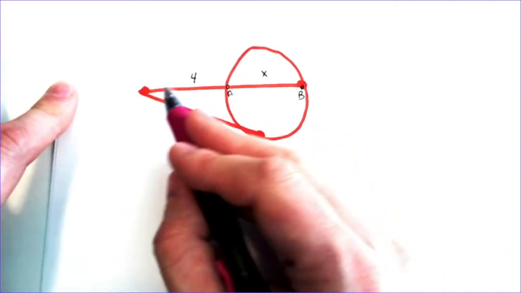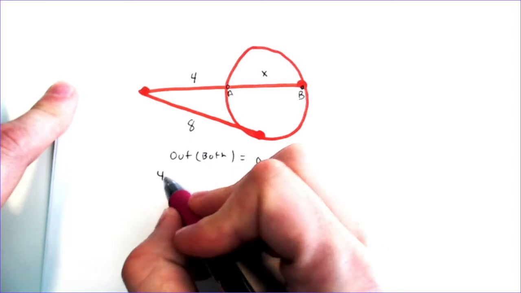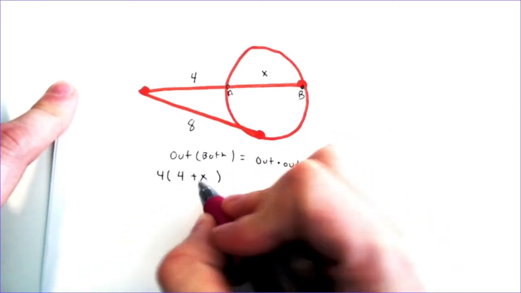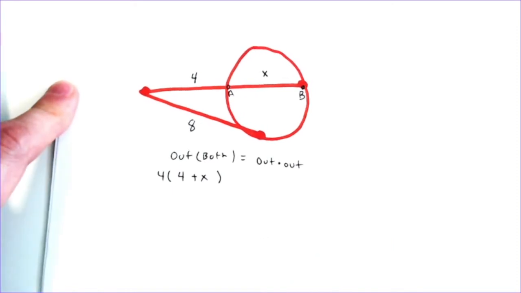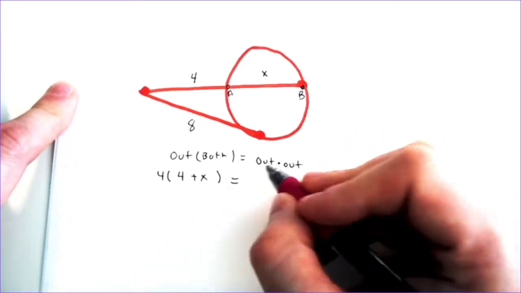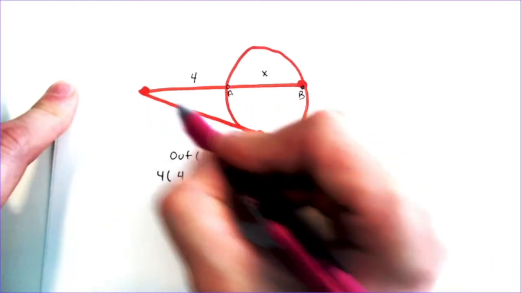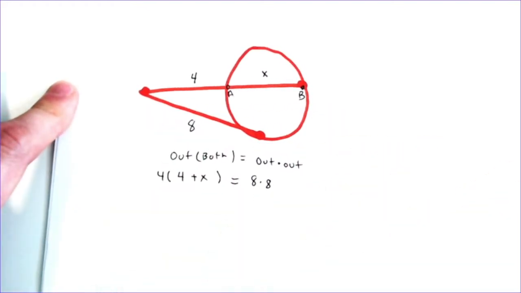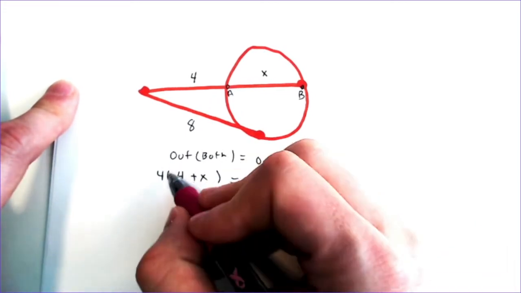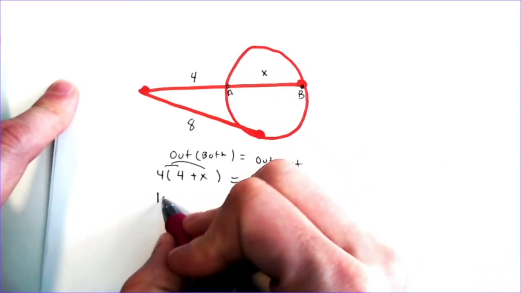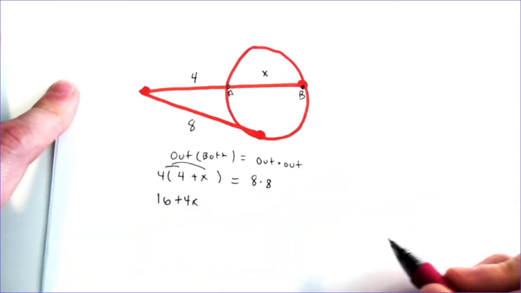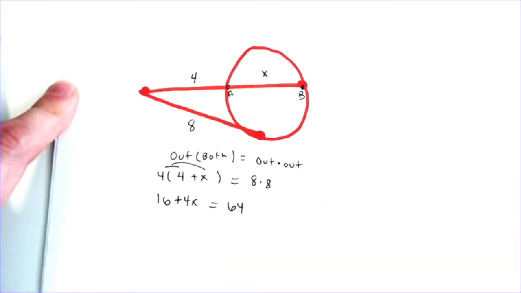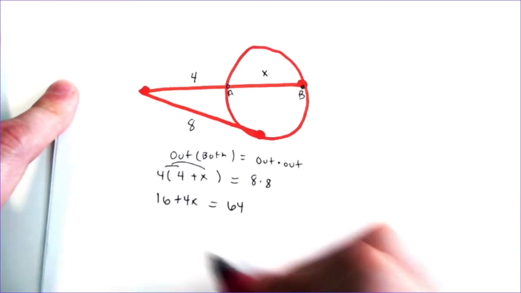So for the outside on the top part, we have a 4. For the both, that would be a 4 and an x, so you write that as a 4 plus x. And the outside times the outside for the other half of the equation would be 8 times 8, or 8 squared. We have to distribute the 4. You get 16 plus 4x is equal to 64. 8 times 8 is 64.